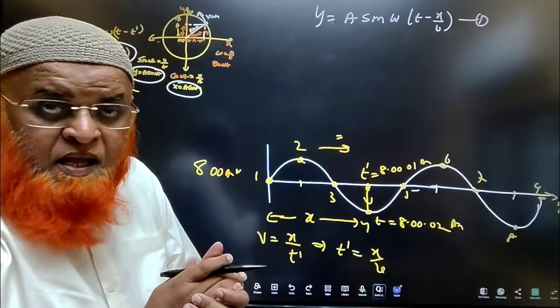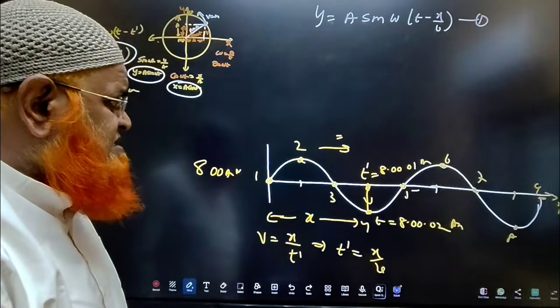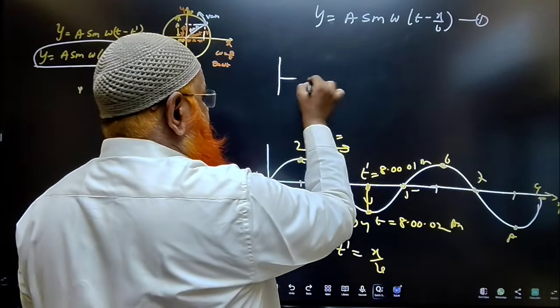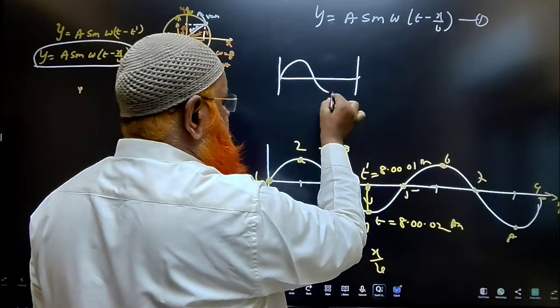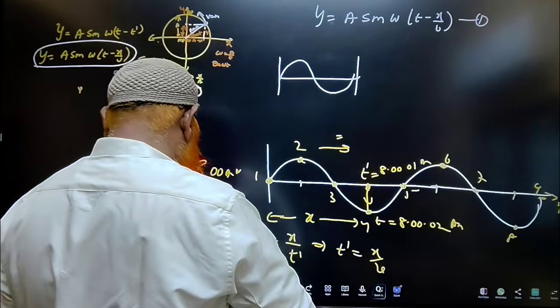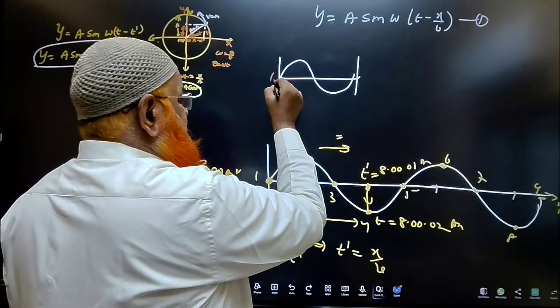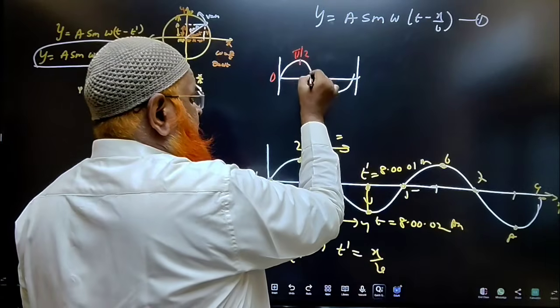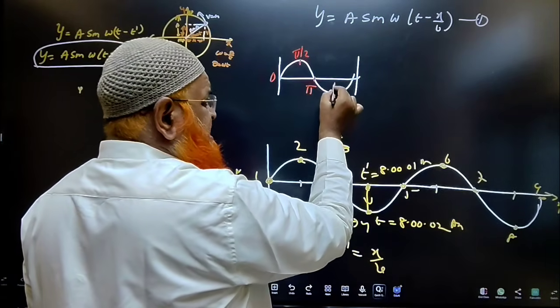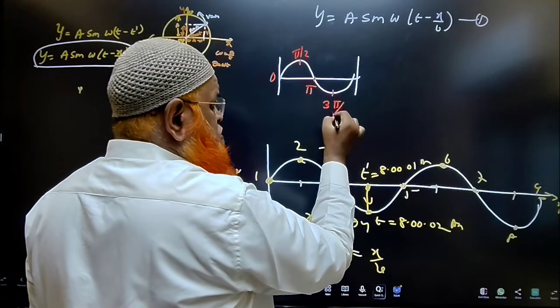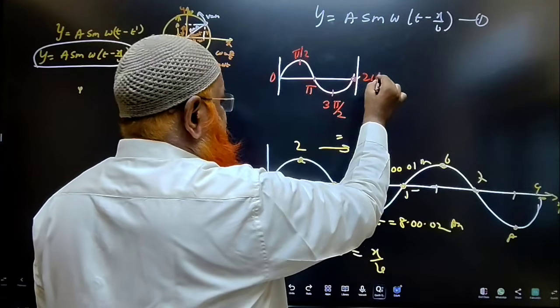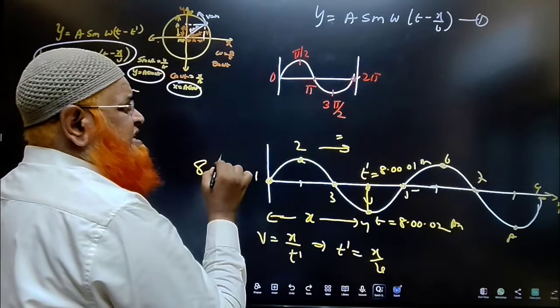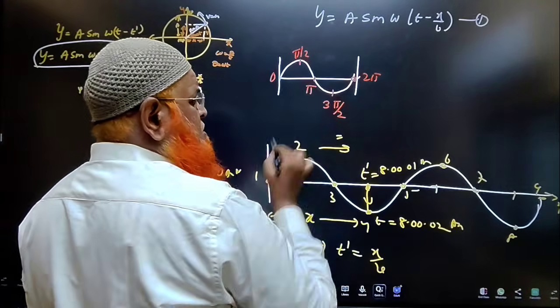Now, put it in the wave. Then let us see the modifications here. I have taken a single wave here, from here to here. So this is taken as 0, this is taken as π/2, this is π, which is 180 degrees, this is 3π/2, which is 270 degrees, and this is 2π, which is nothing but 360 degrees. So 0 to 180, 180 to 2π.